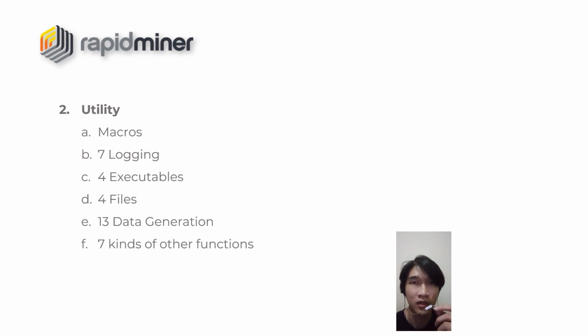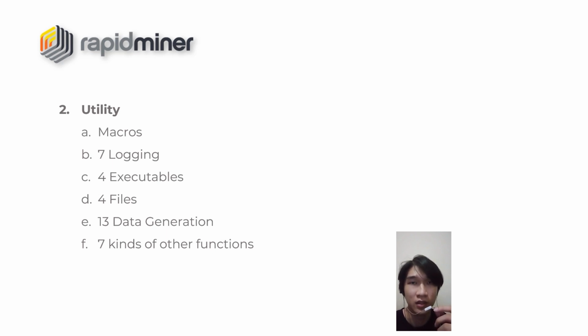At the point C, it has four executables. It has execute processes, scripts, SQL, and programs. At point D, it has four files. It can open a file, write a message, and write as a text.